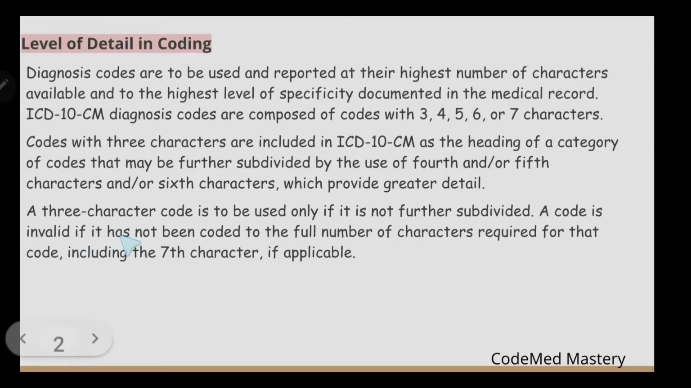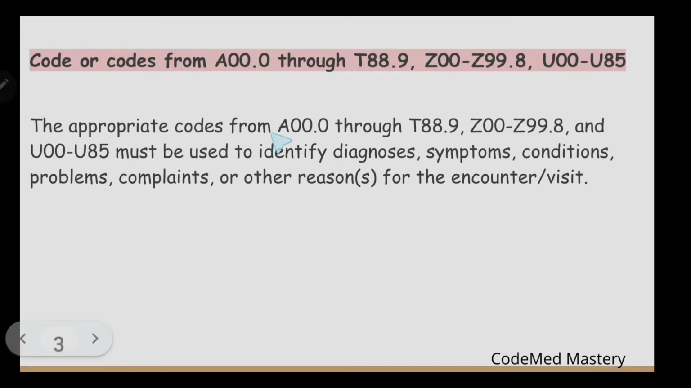A code is invalid if it has not been coded to the full number of characters required for that code, including the 7th character if applicable. So the meaning of this guideline is diagnosis codes must be reported at their highest number of characters available. The appropriate codes from A00.0 through T88.9, Z00 to Z99.8 and U00 to U85 must be used to identify diagnosis, symptoms, conditions, problems, complaints or other reasons for the encounter or visit.